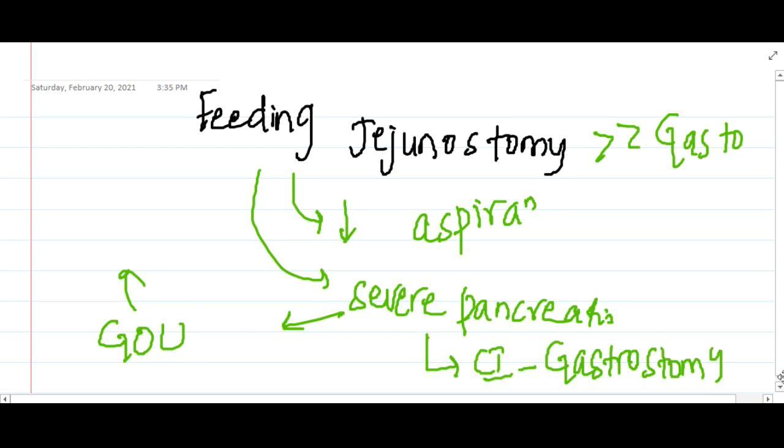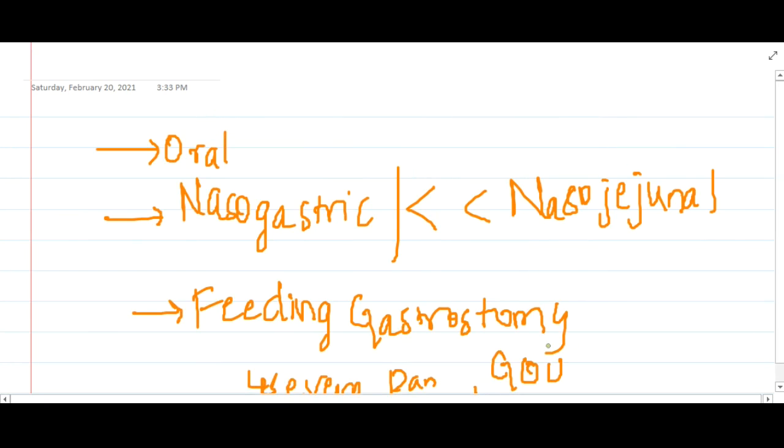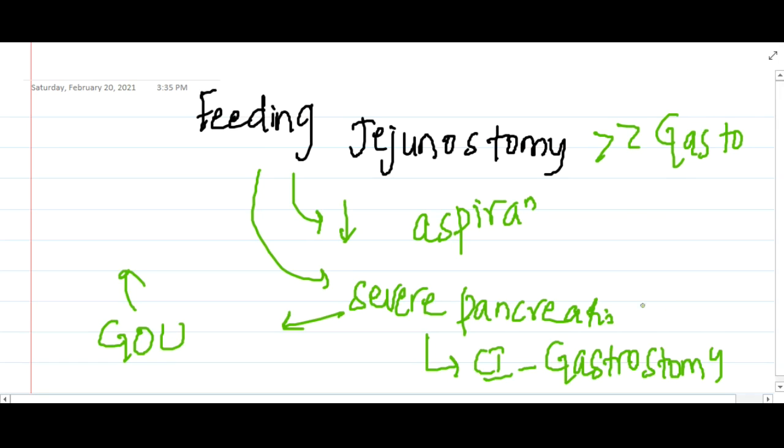This is one thing which I have missed here. In gastric outlet obstruction and in severe pancreatitis, feeding gastrostomy is contraindicated, and we will prefer feeding jejunostomy. Right.